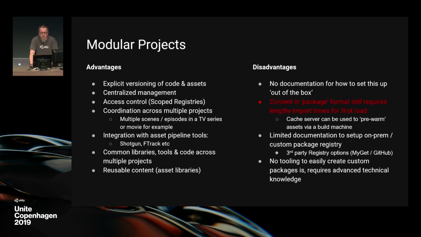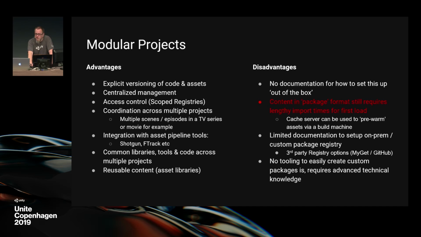Setting up your own on-prem or scoped registry is actually not that difficult. It's just that the documentation isn't super complete. There are some really good articles out there. If you look at solutions like MyGet, it's a third-party hosted package registry system. Or GitHub just launched their package registry, I think it's in beta right now. Those are really interesting opportunities where you can go from a Git repository, a couple clicks, to a published package that has versioning.